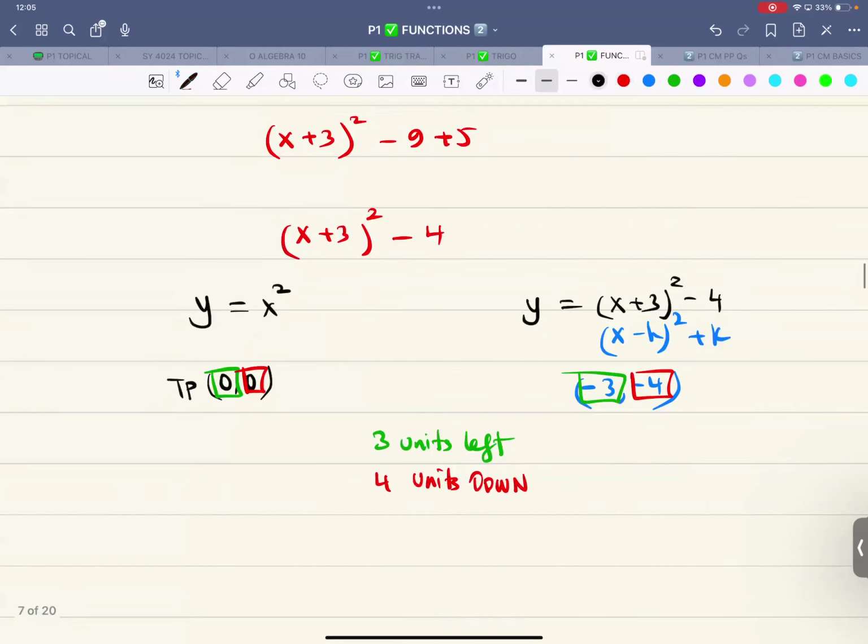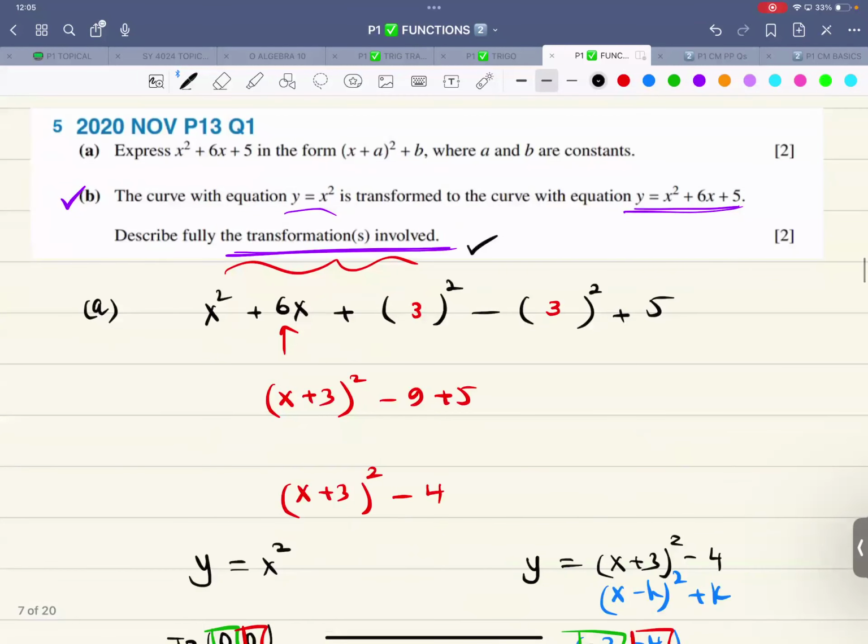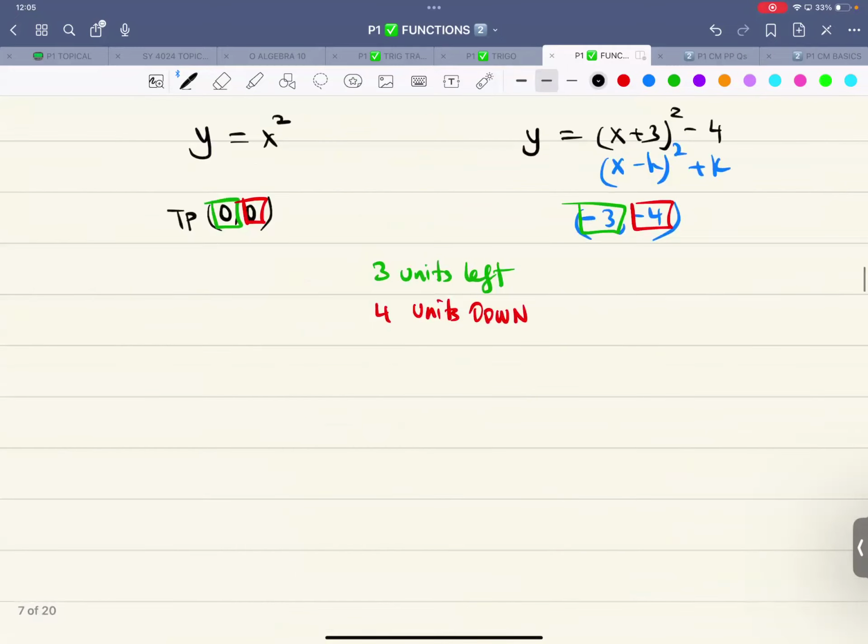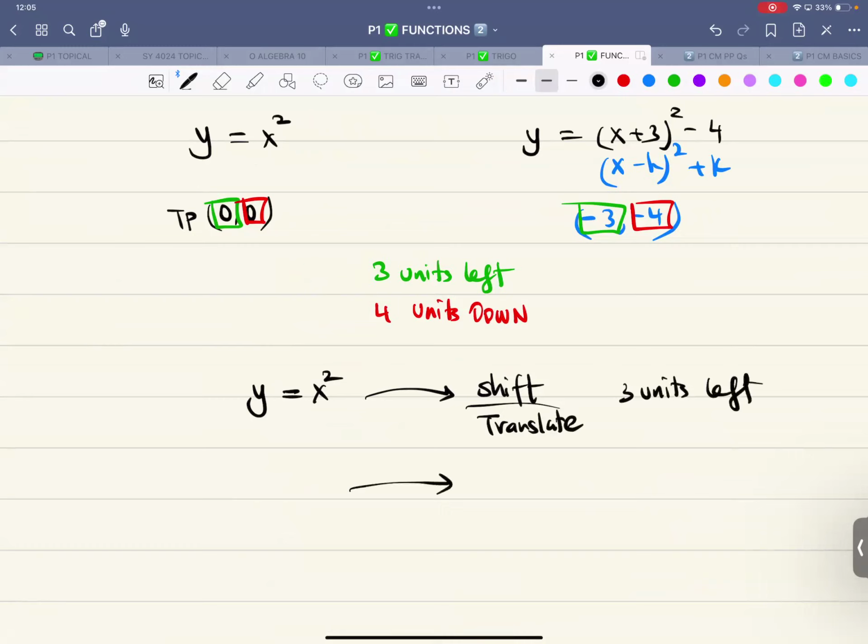So therefore, are they asking us what is happening? Yes, they're asking us what is happening. They're not asking us to express y in terms of fx. Describe fully the transformation involved. So we will take the graph of y is equals to x square. We will first shift or translate, whichever word you are comfortable with, 3 units left, and then translate or shift 4 units down.